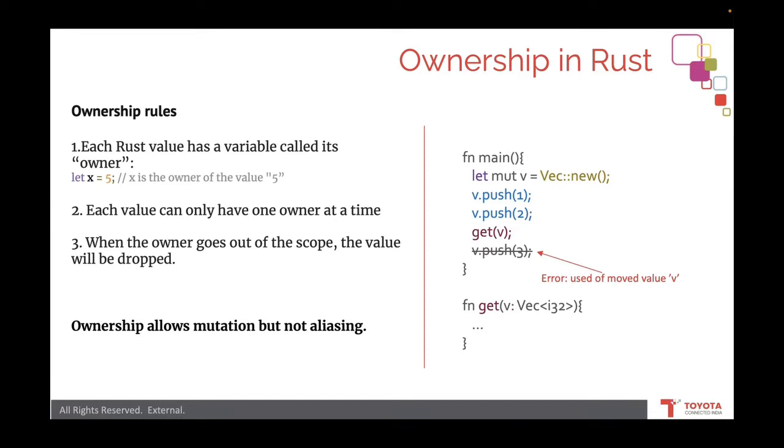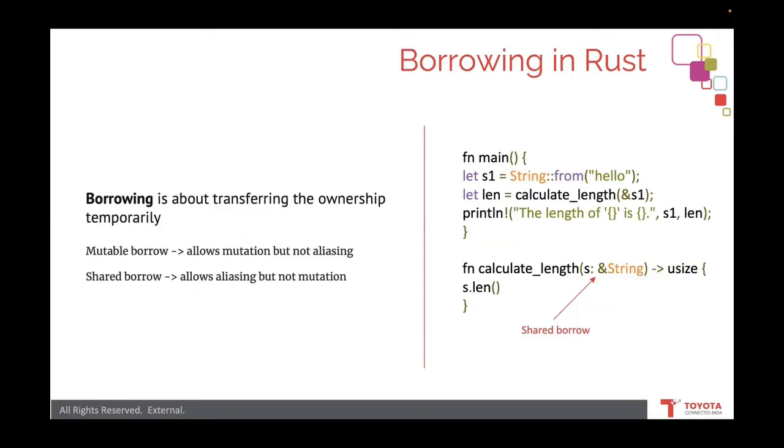As you can see here, it is transferring the ownership to the get function. According to the ownership rules, if the owner goes out of scope, the value will also be dropped. And ownership allows only mutation but not aliasing. It is the key point. And in the borrowing concept, borrowing is about transferring the ownership temporarily. There are two types of borrowing in Rust. One is mutable borrowing, that allows mutation but not aliasing. And second is shared borrowing.